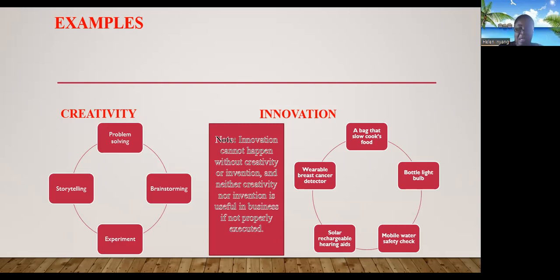As far as storytelling is concerned, there are four pieces of stories. We have the people, the place, the plot, and the purpose. Then let us also quickly look at the examples of innovation.